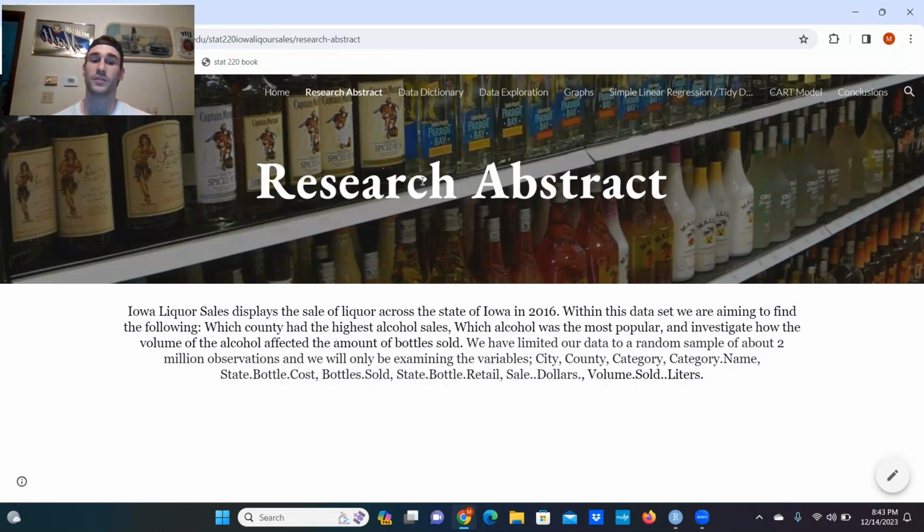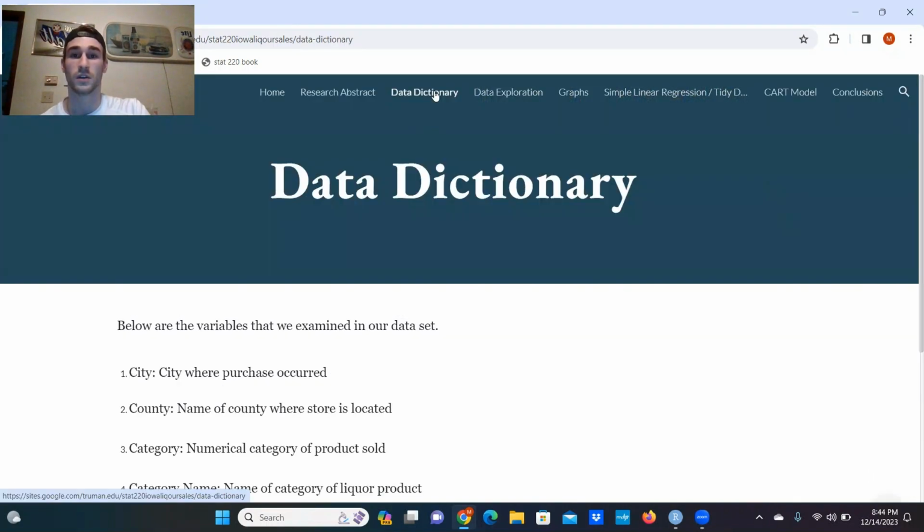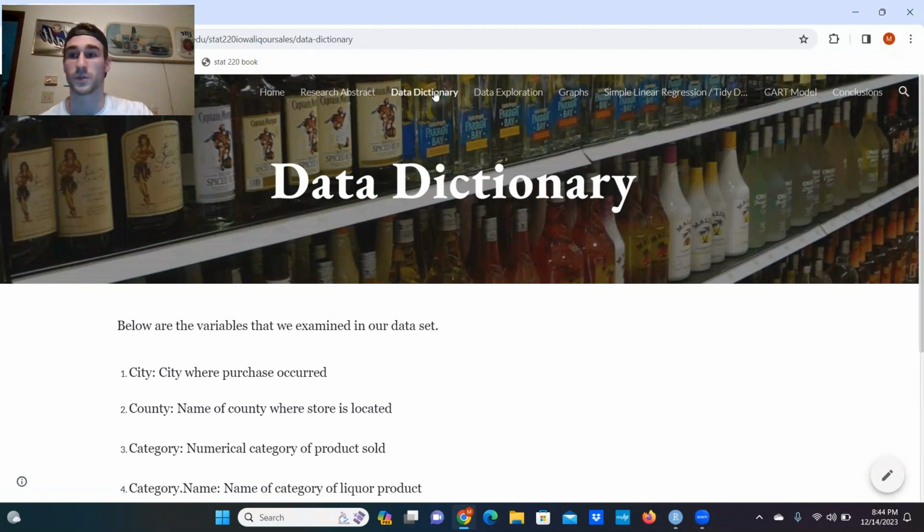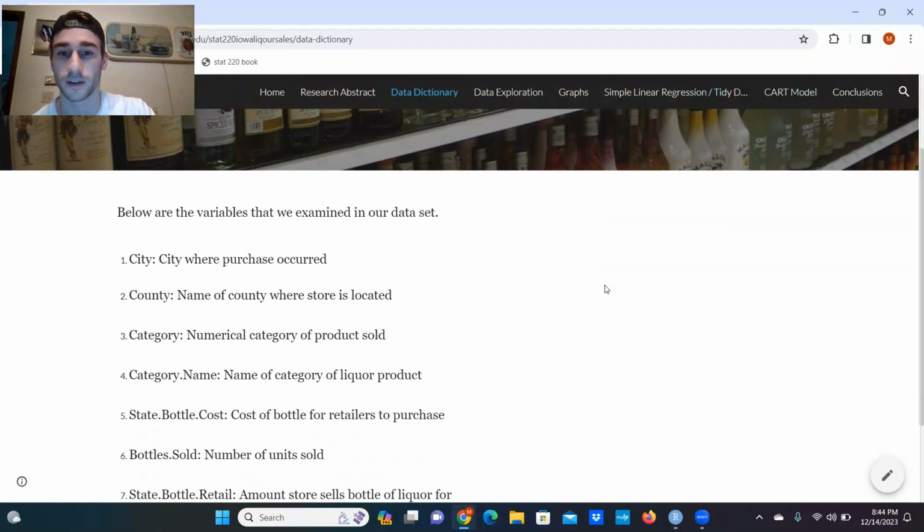We have limited our data to a random sample of about 2 million observations, and we will only be examining the following variables: city, county, category, category name, state bottle cost, bottles sold, state bottle retail, sale in dollars, and volume sold in liters. So now we're going to go over each one of those variables a little deeper. We're going to dive in.